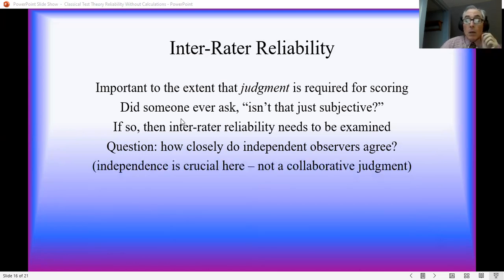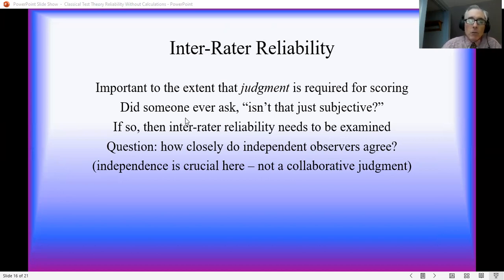That's it. Mind you, independence is a crucial element in this. If two people sit down together to make a judgment and they're passing notes back and forth or whispering to one another, or even signaling with facial expressions what they're thinking, they are not independent judgments.